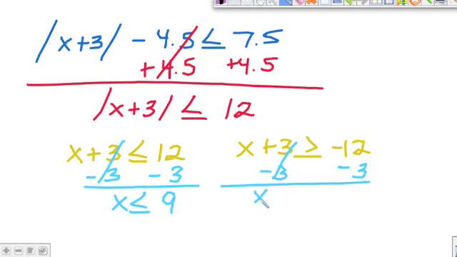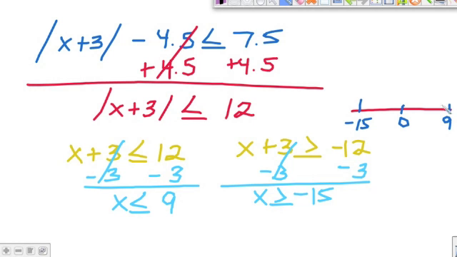And this says that x is going to be greater than or equal to negative 15. So when we go to make our number line, this says that x has to be 9 or less, but x also has to be negative 15 or higher. So I'm going to put down here negative 15, 0, and 9 just to show the progression.